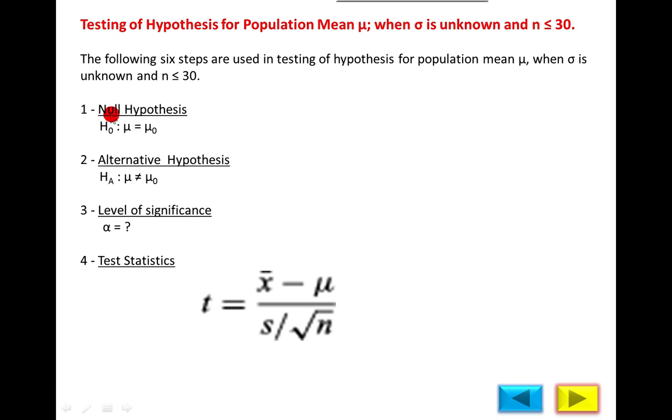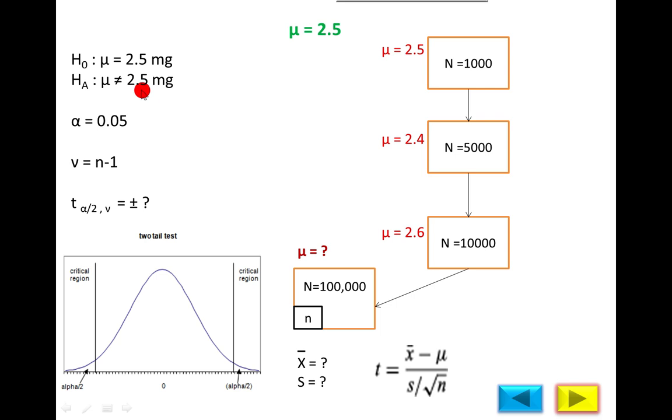So first step, null hypothesis. In numerical, we will use only the notation H naught, null hypothesis, colon, mu is equal to mu naught. In general, we write mu naught, but according to the data or value, we will write the value here. Same as this example, the value is 2.5.